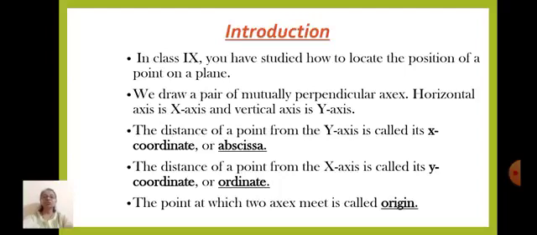So children, you remember this second name of x coordinate and y coordinate because they may ask you in the form of abscissa and ordinate, okay? And the point at which two axes meet is called origin.